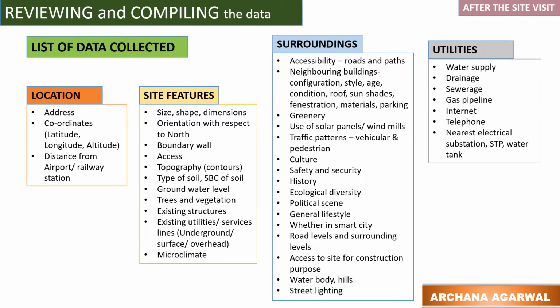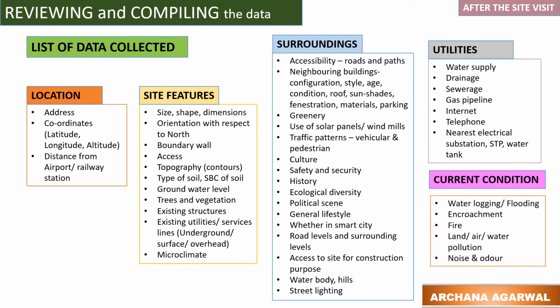Next is checking the availability of various utilities and services like water supply, drainage, sewerage, gas pipeline, internet, and telephone. Also checking from the nearest electrical substation, water tank, and sewage treatment plant whether the capacity is sufficient to take the load of our proposed project.